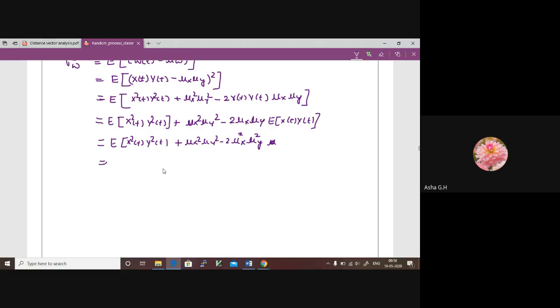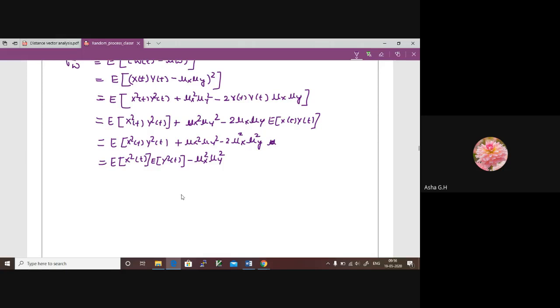So if you just simplify it, expectation of x square of t into expectation of y square of t, because they are independent, minus mu x square into mu y square. This is the variance of w in terms of x and y. I hope this is clear.